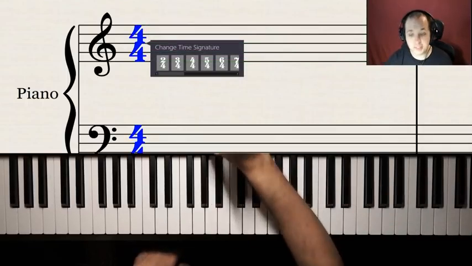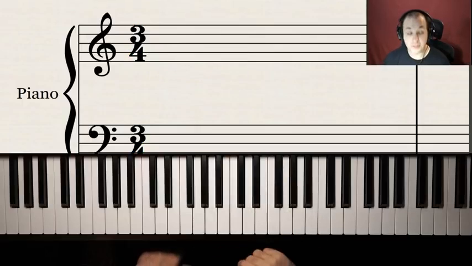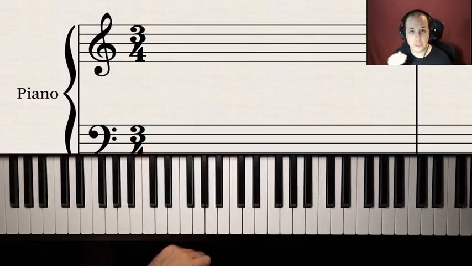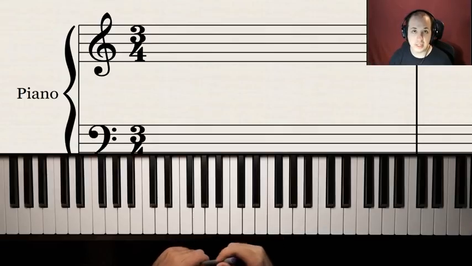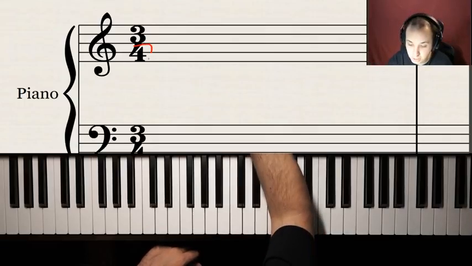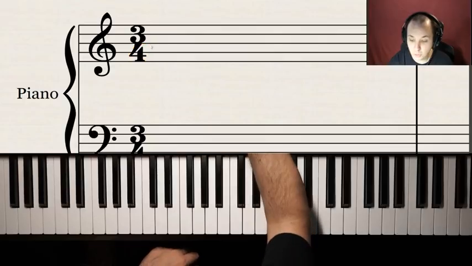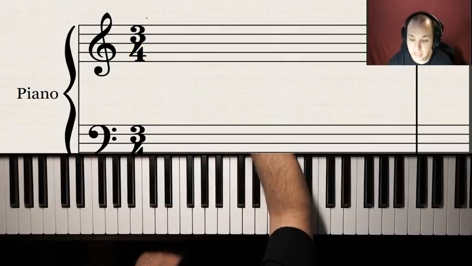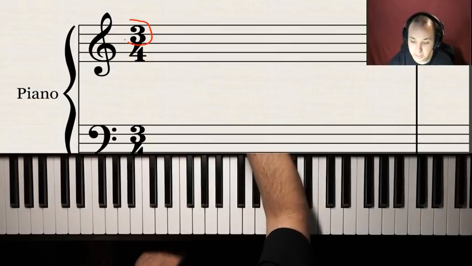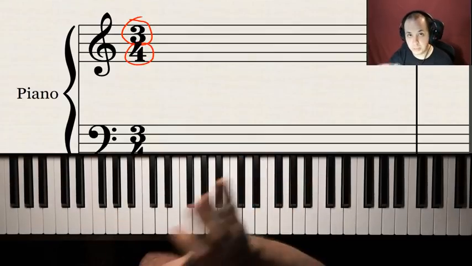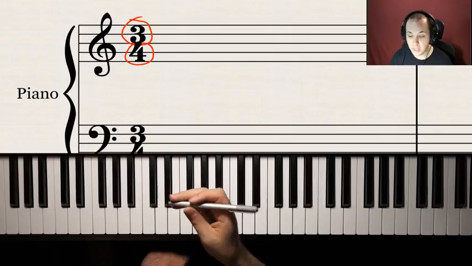Now what happens if it says 3/4? What's changed? Only the top number. So we're only changing how many beats we can fit in this measure. The bottom number 4 still remains the same, so a quarter note gets 1 beat. This is telling us that we have the equivalent of 3 quarter notes, or they could be eighth notes or whatever, in each measure.